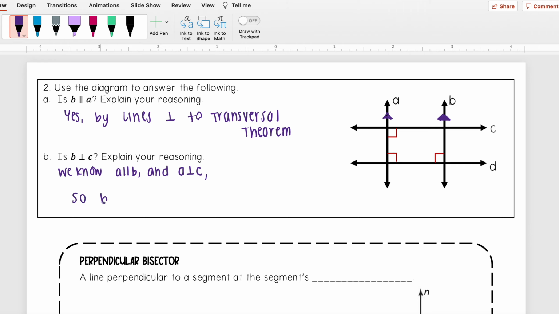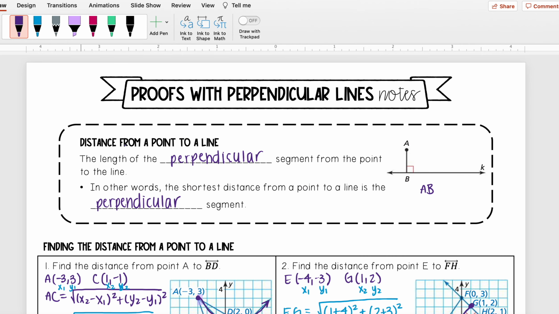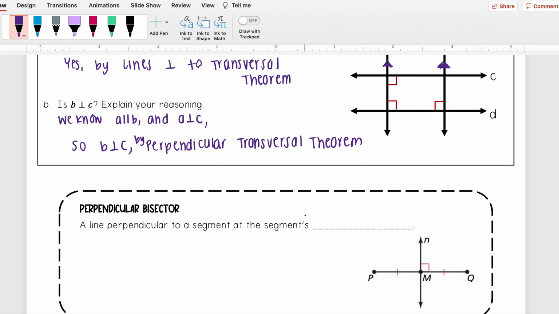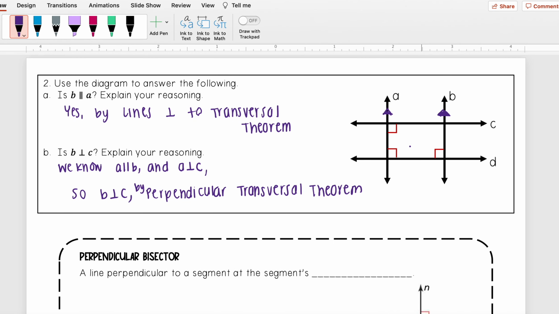So that means that B is perpendicular to C, and why is that the case? Well, that's the case by the perpendicular transversal theorem. So we go back to that. That one says if a transversal is perpendicular to one of two parallel lines, then it is perpendicular to the other line. And so that's how we know that B is therefore perpendicular to C.